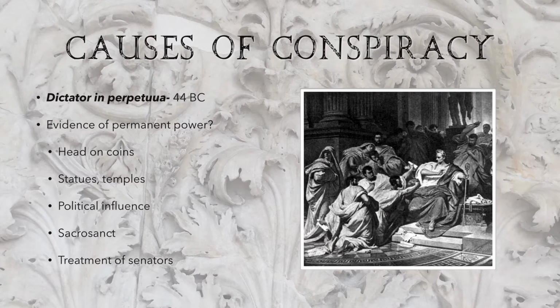Caesar was made dictator in perpetua, or dictator for life, in 44 BC, and a number of factors suggested he was aiming at permanent power. He had his head put on coins, and this had never happened for a living Roman before. There were statues and temples dedicated to him. He had the right to nominate candidates for election rather than them be elected by the people. He could not be hurt or opposed, so sacrosanct.